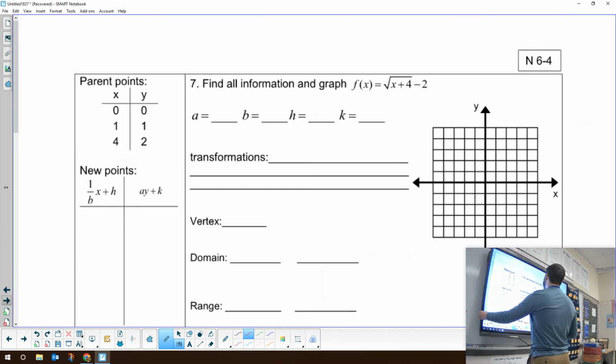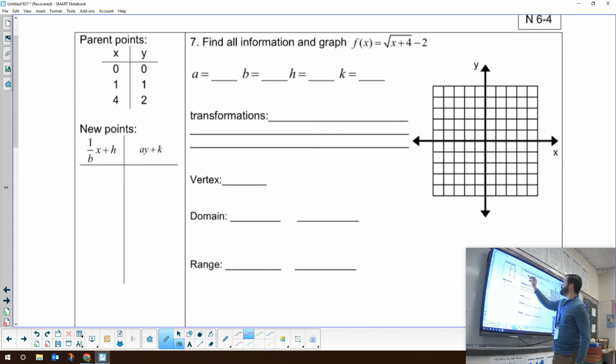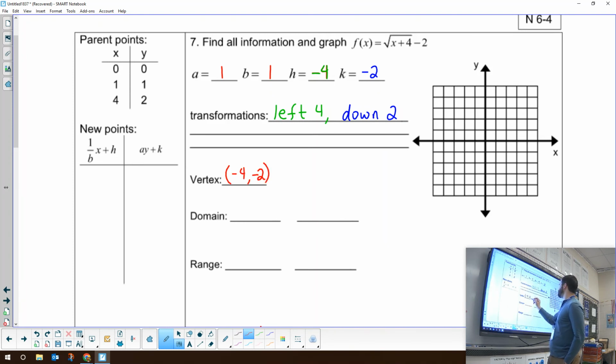Okay, now let's go ahead and turn that page. Let's take a look at our number 7 here. So number 7, we have my a, h, and k. My a, my b is going to be 1. My h is going to be negative 4. And my k is going to be negative 2. So we only have 2 transformations. We're just going to go to the left 4. And we're going to go down 2. And then my vertex is going to be at negative 4, negative 2. And we can see that here, negative 4, negative 2.